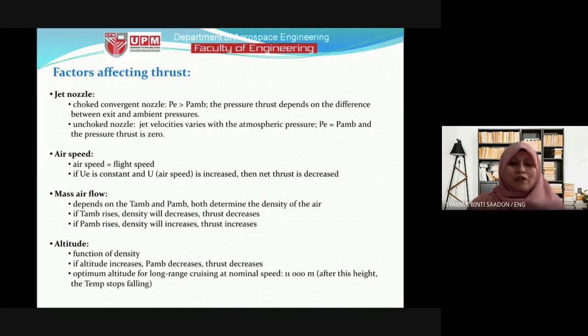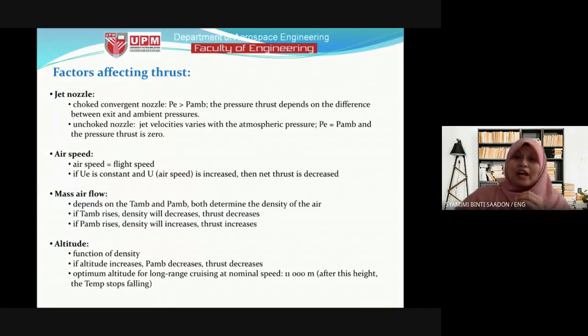Unless we have an unchoked nozzle, the second one just now. Unchoked nozzle means that the entire flow is subsonic, so that's why PE equals PA. The air will just flow in the nozzle without a limiting condition. But for the first one, the choked convergent nozzle, at first the speed will increase, and then up to some point it will not increase anymore.